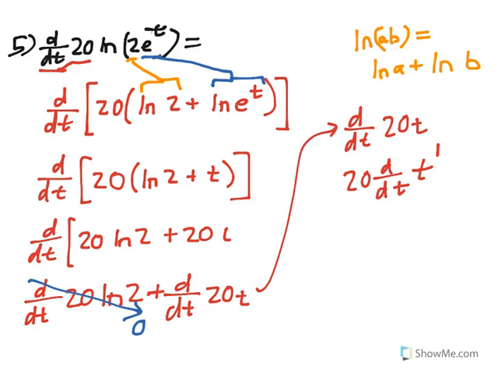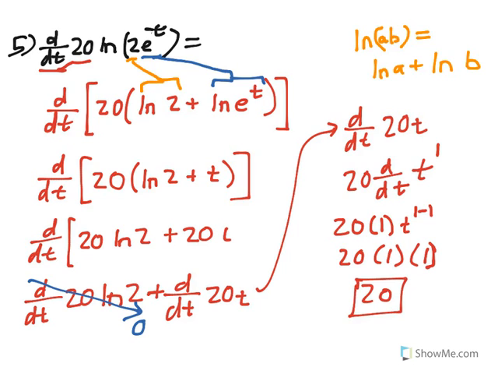So we got 20 times 1 times t to the 1 minus 1, and t to the 1 minus 1 is t to the 0th power, which is 1, so this is going to be 20 times 1 times 1, which is the same thing as 20. Okay, you're not always going to be able to get rid of all the t's, but remember, that's not your goal. Your goal is to get rid of the derivative symbols.